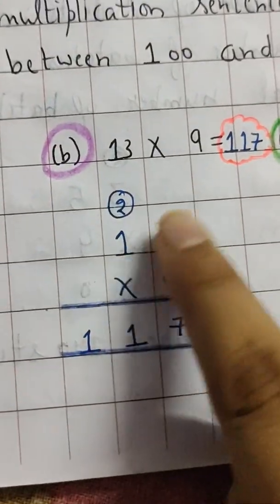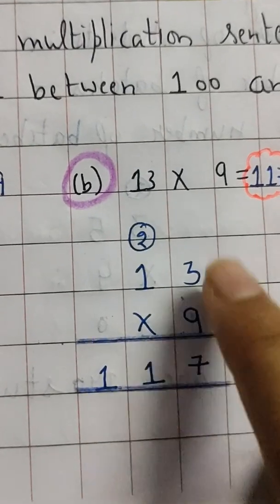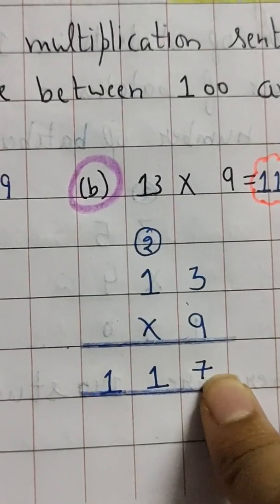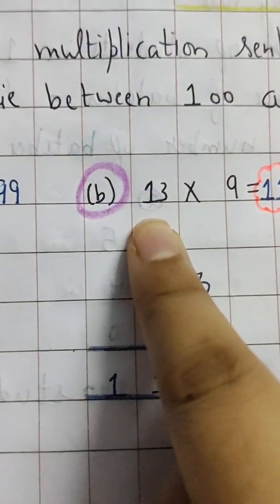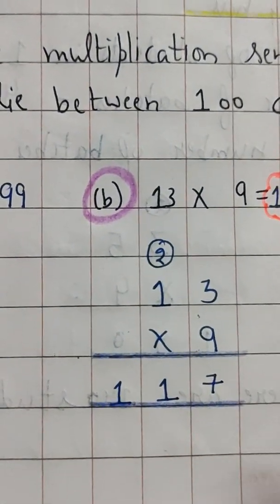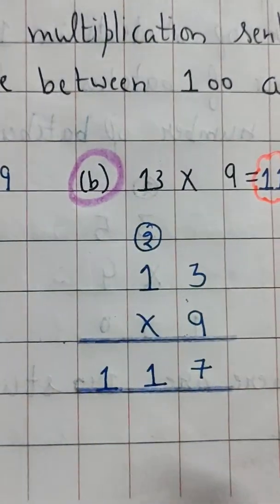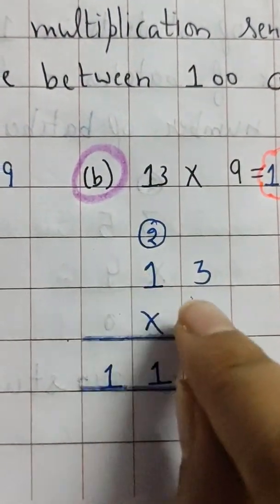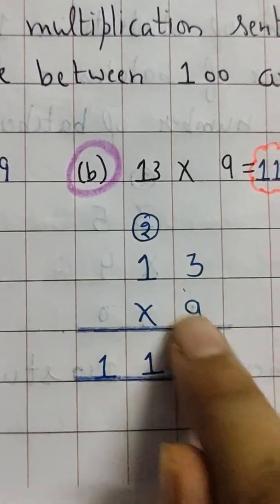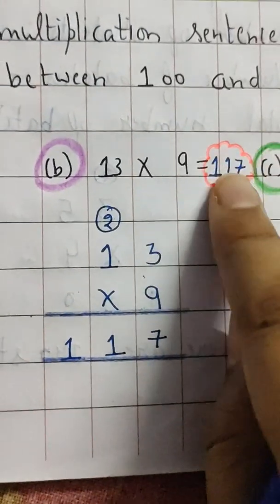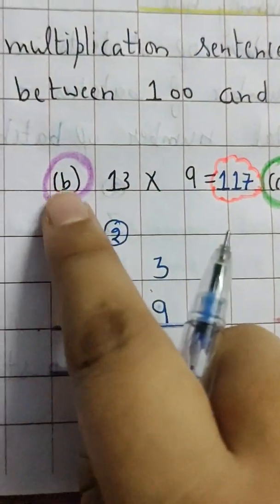Now here, 13 multiplied by 9. 9 threes are 27, 7 you will write here and 2 you will write up here. Always remember this thing: the ones digit you have to write down and the tens digit you will write up. So 9 ones are 9 plus 2 is 11, so this is 117. It is coming between 100 and 120, so you will circle that.